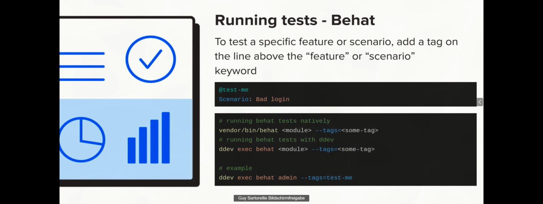Regardless of whether you're running bhat natively or with a tool like ddev, you probably only want to test one or two scenarios at a time, which will be the ones that you're writing for your pull request. So you can add a tag to the line above features or scenarios that you want to run. So here I've got an example where the tag is called test me. And then when you run vendor bin bhat, you tell it what module you're running tests for, and you add the tags there. So it's really easy to just say, I just want to run this one test.